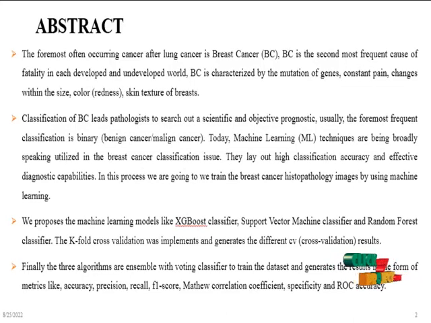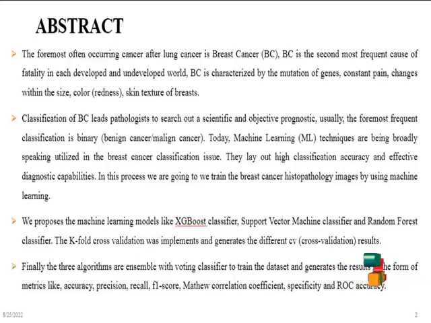The abstract of the project is: the foremost often occurring cancer after lung cancer is breast cancer. Breast cancer is the second most frequent cause of fatality in both the developed and undeveloped world. Breast cancer is characterized by the mutation of genes, constant pain, and changes within the size, color, and skin structure of the breast. Classification of breast cancer leads pathologists to search out a scientific and objective prognostic.